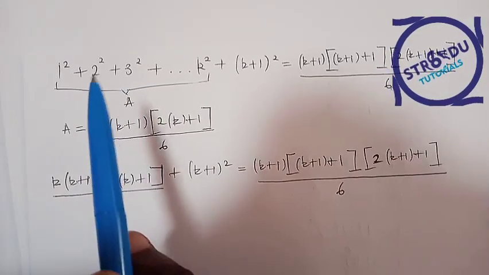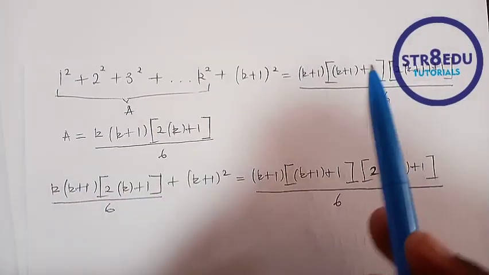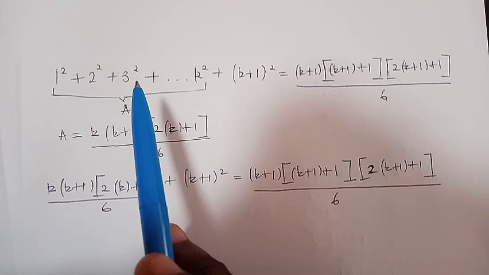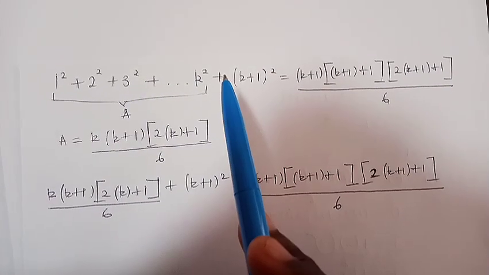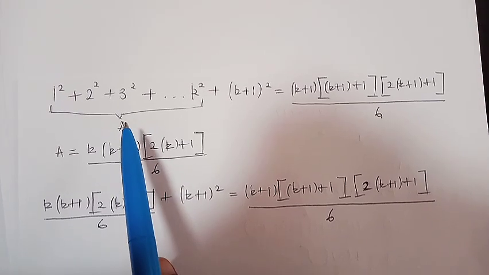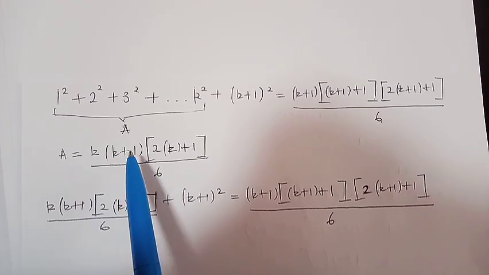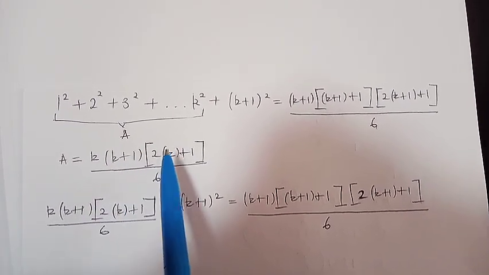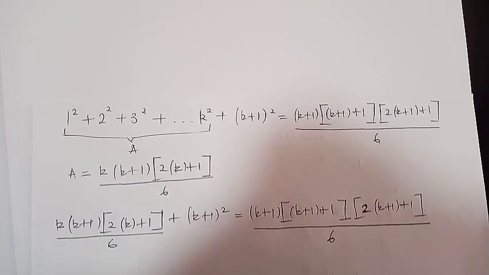Now this is the overall expression that we have. During the induction hypothesis, we noticed that this portion that I've highlighted to be a was equal to k plus 1 multiplied by 2k plus 1 divided by 6. I'll show you how.